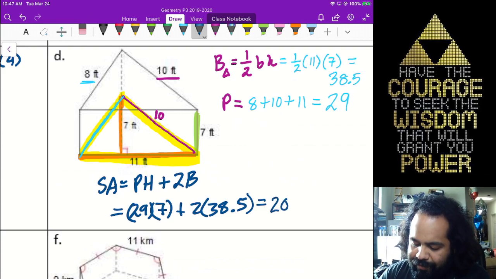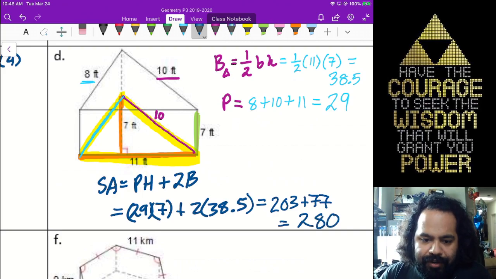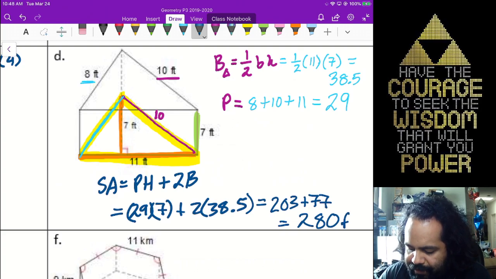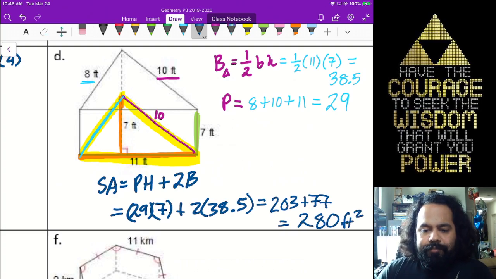So we're going to have 203 plus 77. So just as Lizzie said, 280. And of course, don't forget your units. What are these? Feet squared. All right.